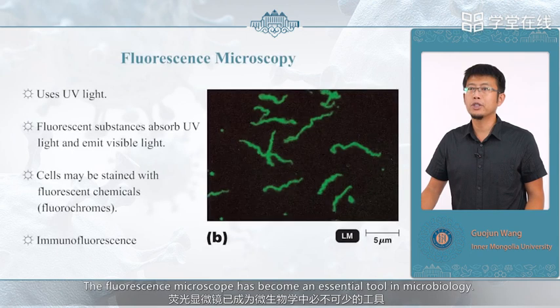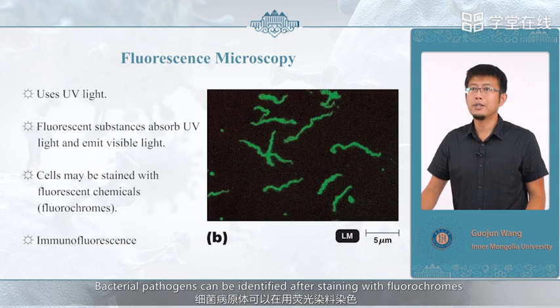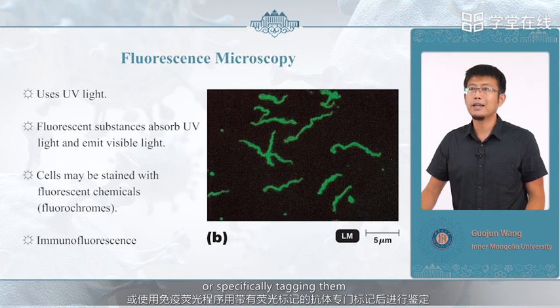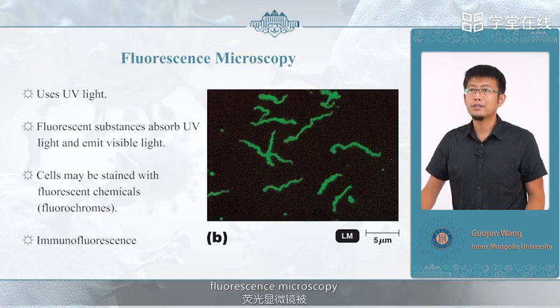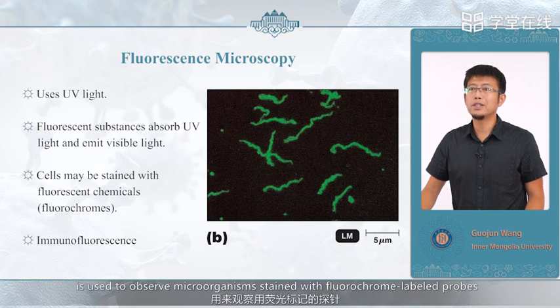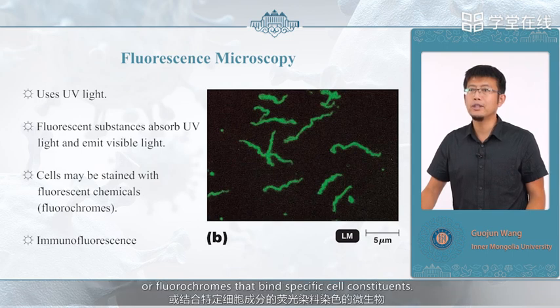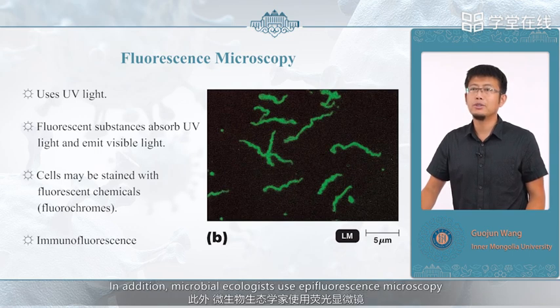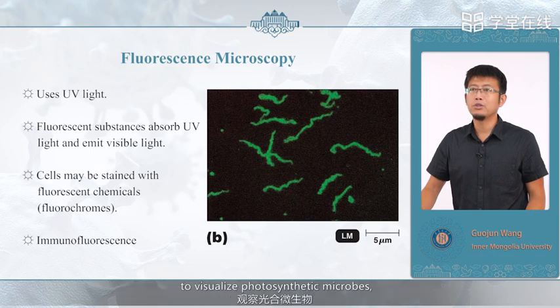The fluorescence microscope has become an essential tool in microbiology. Bacterial pathogens can be identified after staining with fluorochromes or specifically tagging them with fluorescently labeled antibodies using immunofluorescent procedures. In ecological studies, fluorescence microscopy is used to observe microorganisms stained with fluorochrome-labeled probes and fluorochromes that bind specific cell constituents. In addition, microecologists use epifluorescence microscopy to visualize photosynthetic microbes.